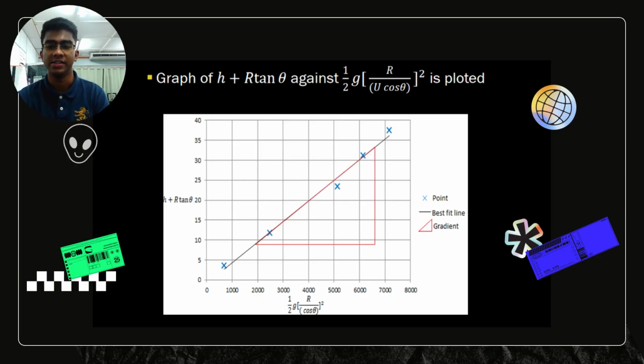From the equation we discussed previously, we can get a similar equation, which is y equals mx plus c. From there, we can plot a graph. As you can see, the y-axis is actually H plus R tan theta, and the x-axis is 1 over 2 times g times R over cos theta, squared.